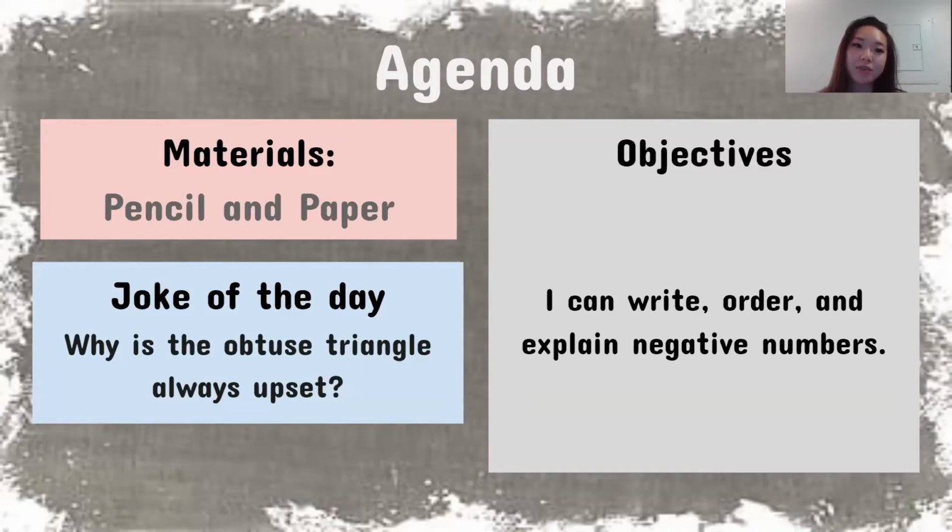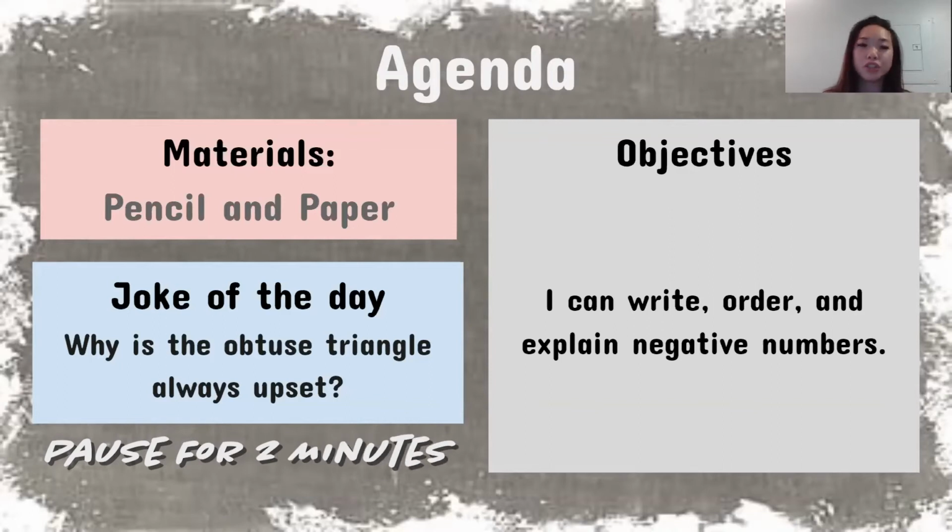And while you get those materials, I do have a joke for you. Why is the obtuse triangle always upset? If you could pause for 2 minutes to get those materials or to just think of the joke, and then we will come back.